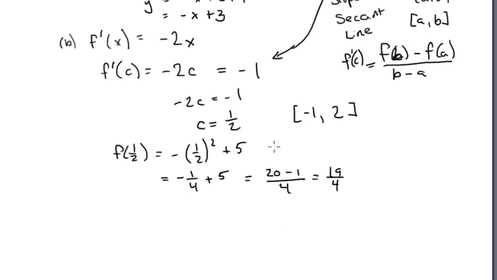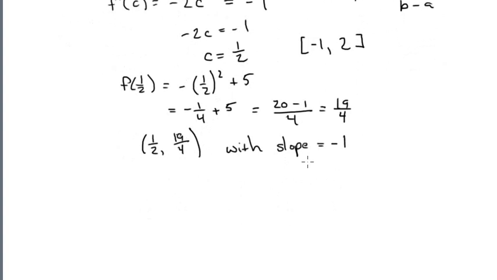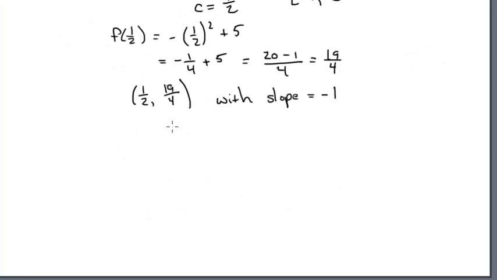So then the value of the derivative here has to be -1, because I just solved it, right? So I'm looking for an equation of a line that goes through the point 1/2, comma, 19 over 4, with slope equal to -1. So I can use the same process that I did before. y minus y1 equals m times x minus x1.